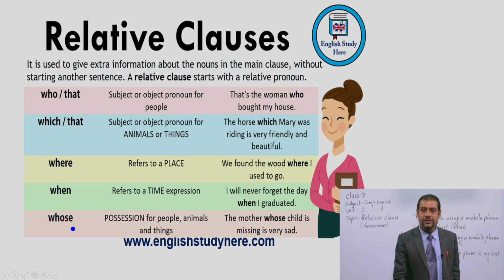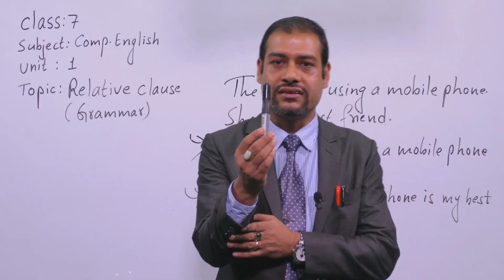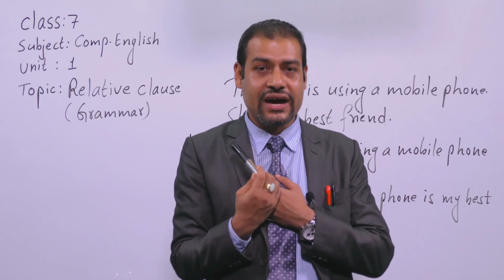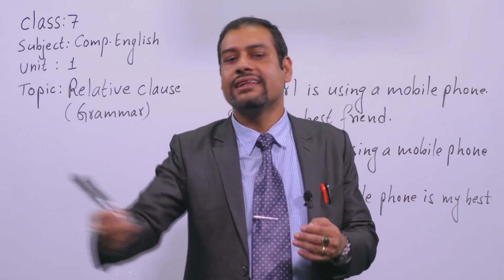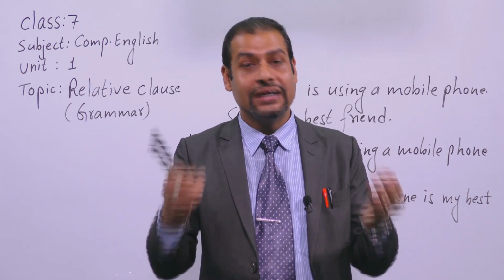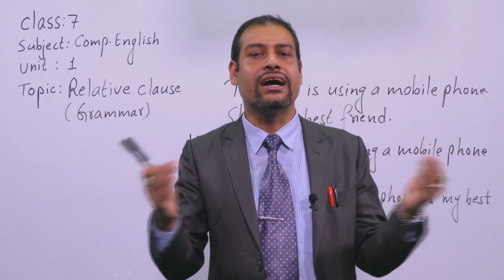Okay. And another, whose, possession. For example, I have a marker. Whose marker is this? This is mine. If we want to show something belongs to someone, at that time we have to use whose. Later on we'll discuss it in our sentences.